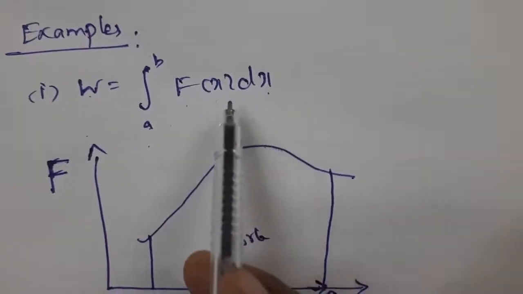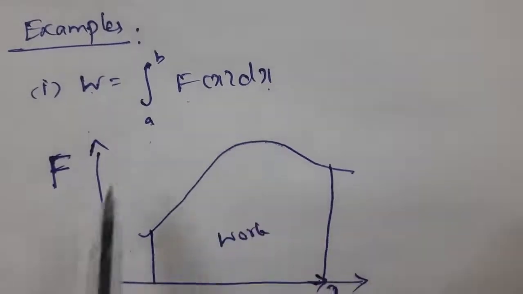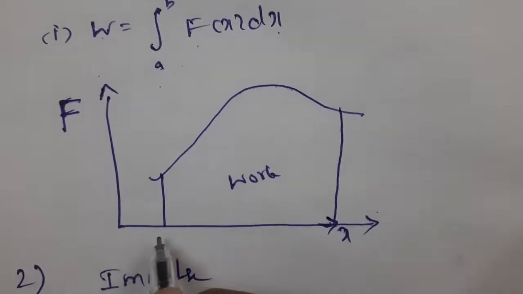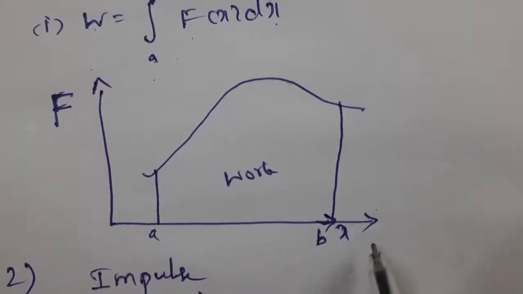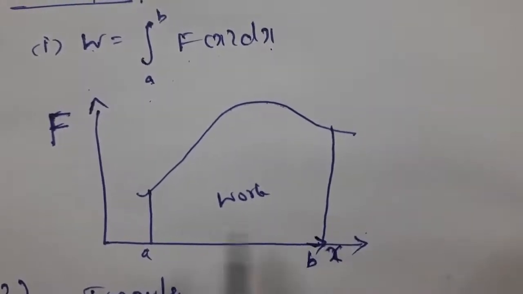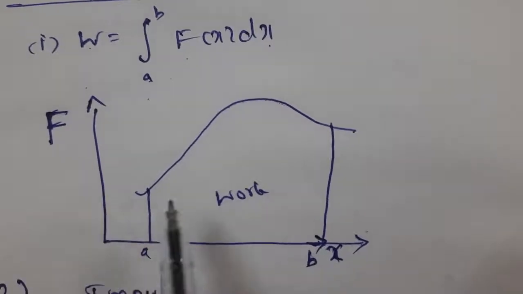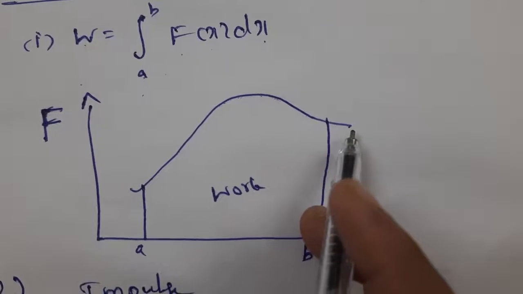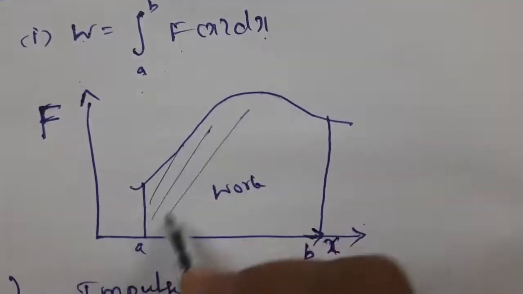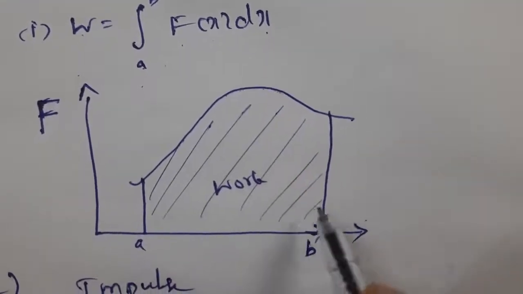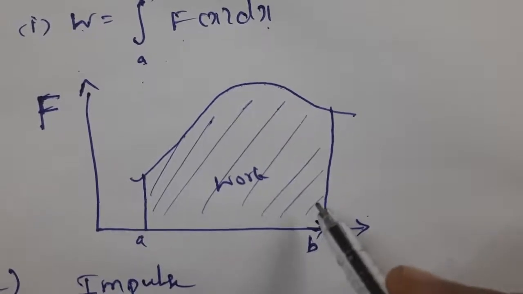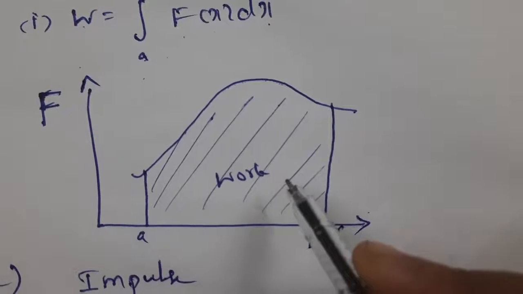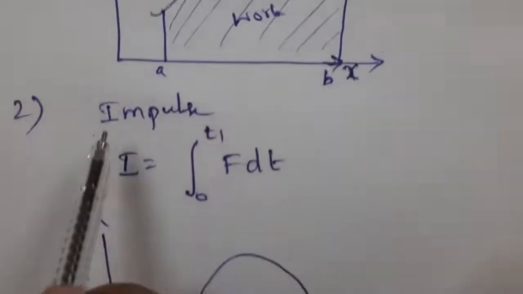I said integration is an area finding process. Let's see this figure. This is the displacement. This is the point A. This is the point B. Displacement along the x direction, force along the y direction. This is the function f of x. So here, what is the work done? Nothing but the area under this curve. Area under this curve is known as the work done. Right?